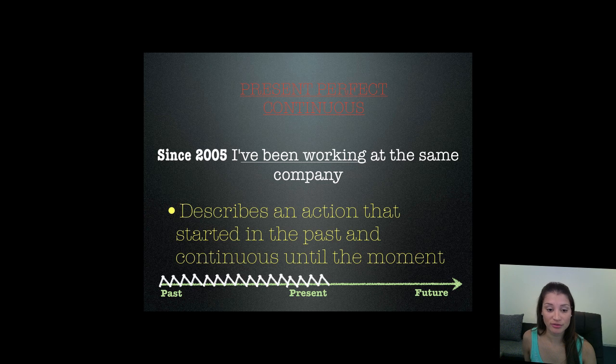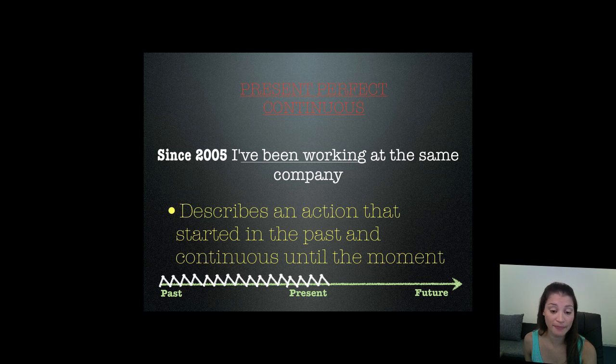Moving on to present perfect continuous, the sentence is, since 2005, I've been working at the same company. This sentence describes an action that started in the past and continues until the moment. Look at the timeline. Do you see that I have an action that started in the past and goes on and on until the present and might go on to the future?